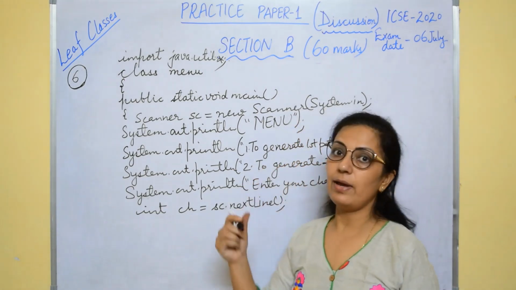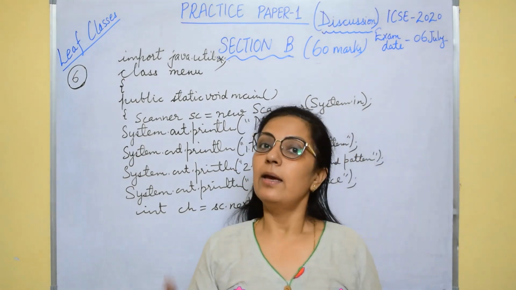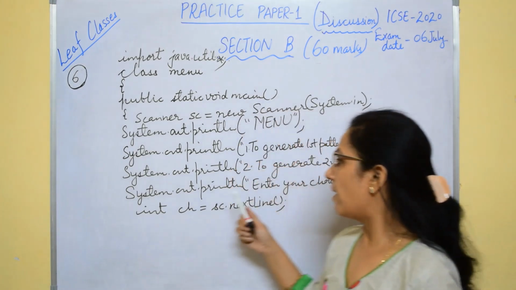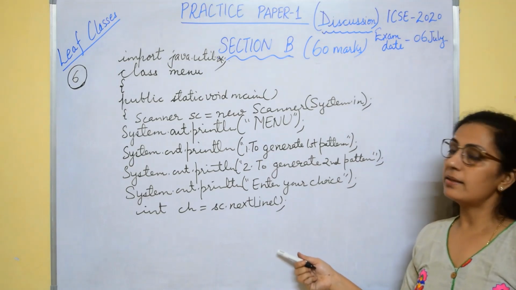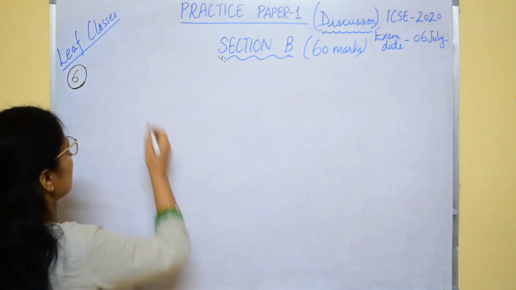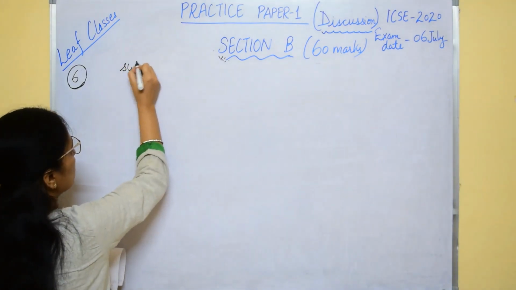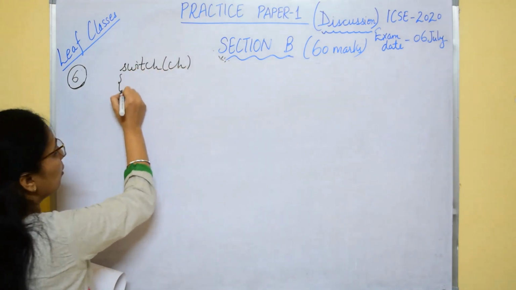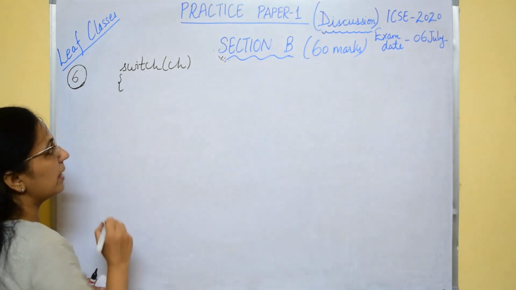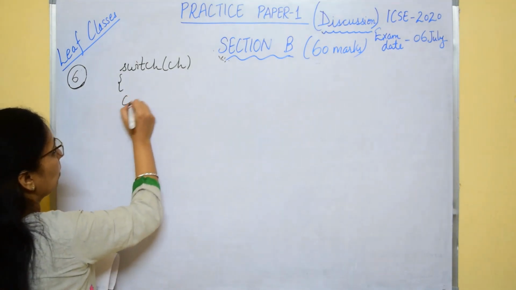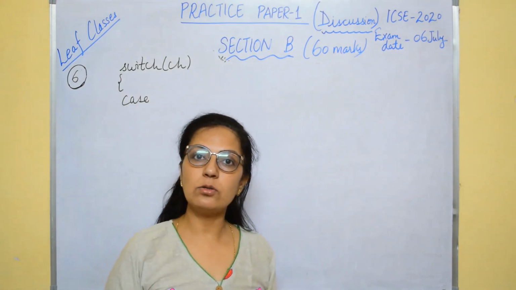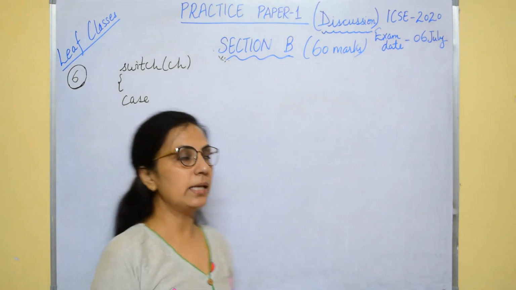So this is our menu, and after this, depending upon the value of ch, if the user says 1, we have to display the first pattern. If the user says 2, we have to display the second pattern. So just have a look at this, then I'll write the switch case. Ch is the control variable for switch, so we'll write switch(ch). The body of the switch will be within the braces. Now you can have two possible values of the ch variable, 1 and 2.